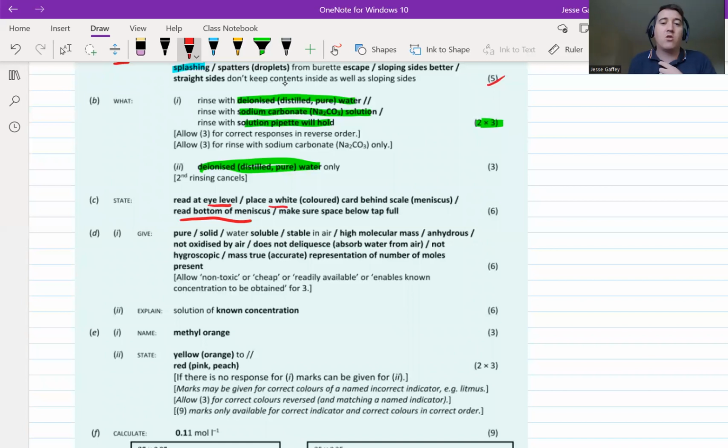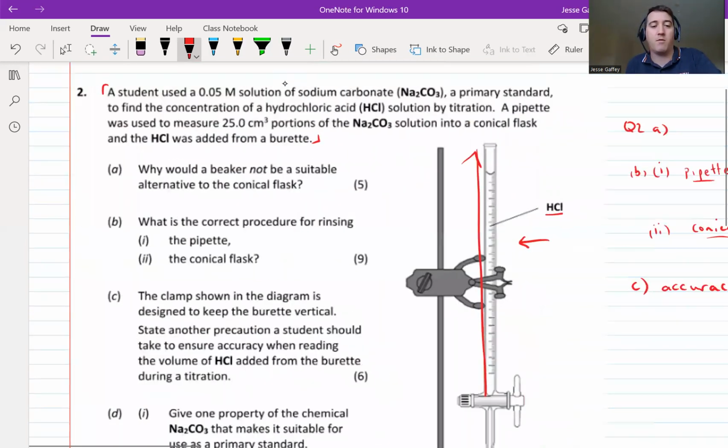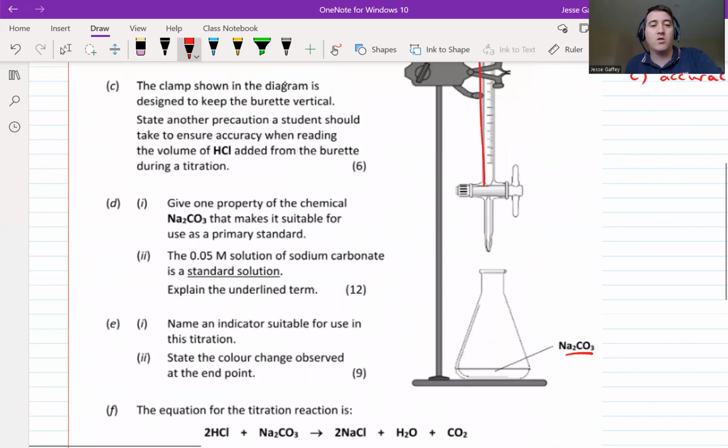And make sure the space below the tap. Make sure you fill the jet before you start the titration. Any of those, nice 6 marks. Really easy. Give yourself 6 marks if you got them right. Good. Let's move on to part D.